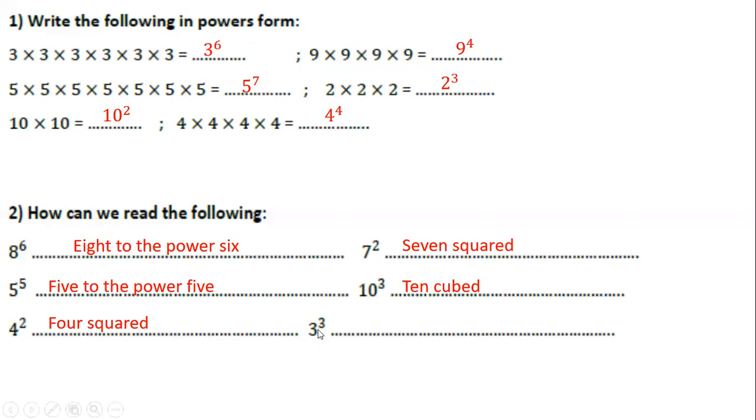Alice Kaiki, how do we read the last one? It's 3 cubed. So the last one, we read it 3 cubed. Please always remember, when the exponent is 2, we read it squared. When the exponent is 3, we read it cubed.